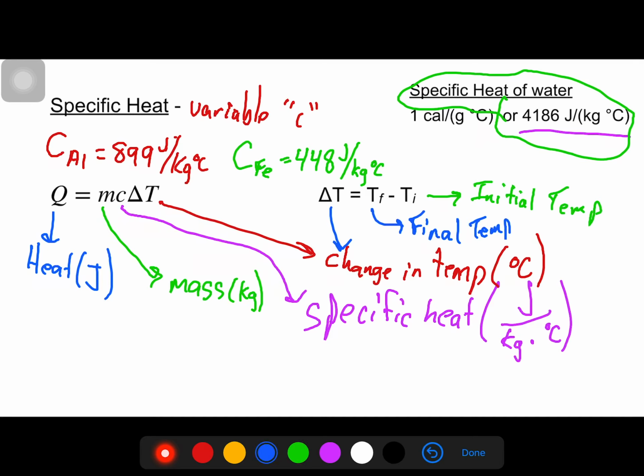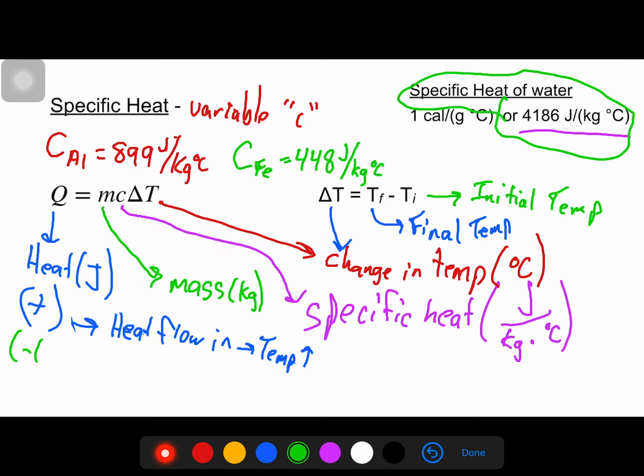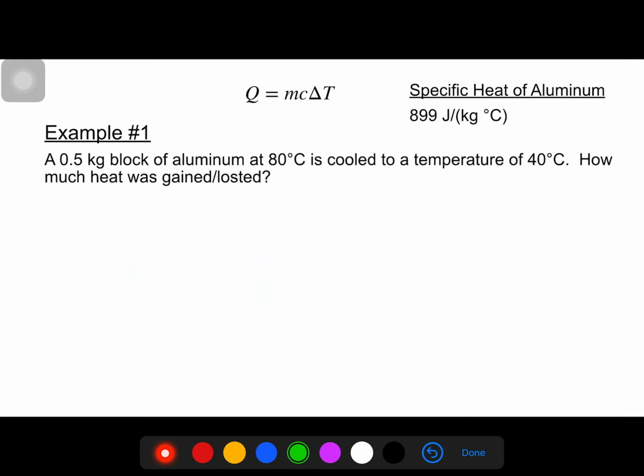Now, remember, if Q is positive, that means heat flows in, which means my average kinetic energy increases, which means my temp goes up. Or if my Q was negative, then heat is flowing out and the temp is going down. That's exactly what we had on the previous slide.